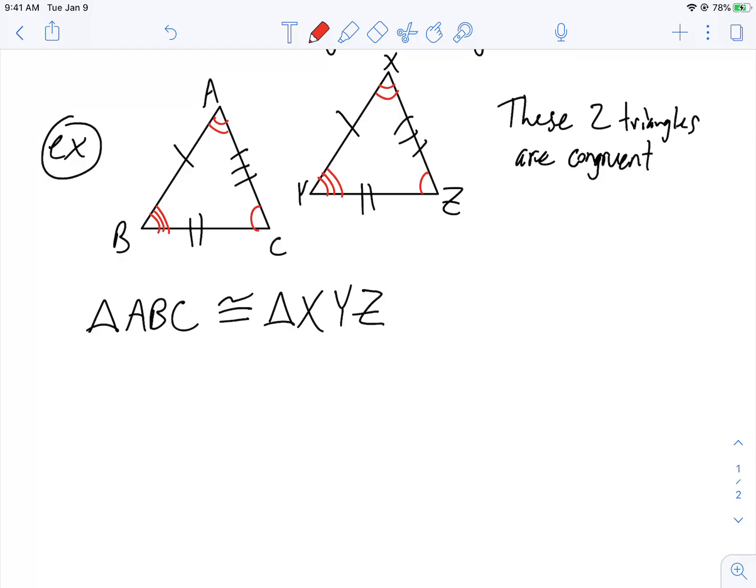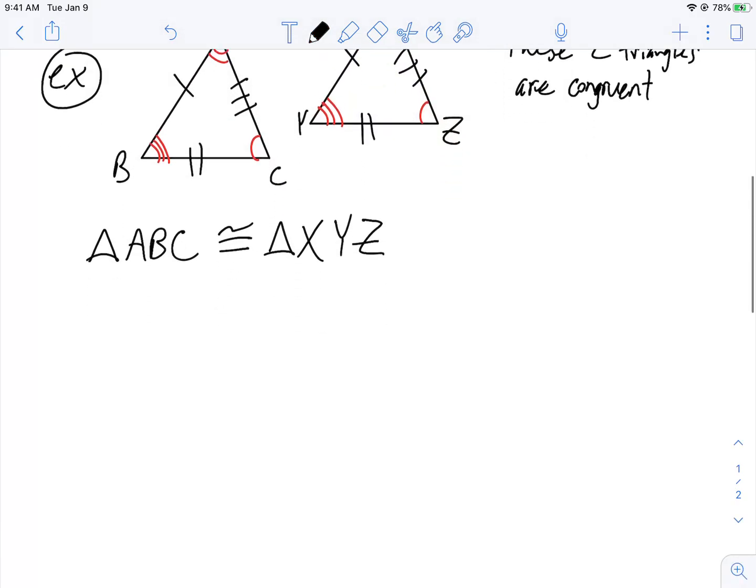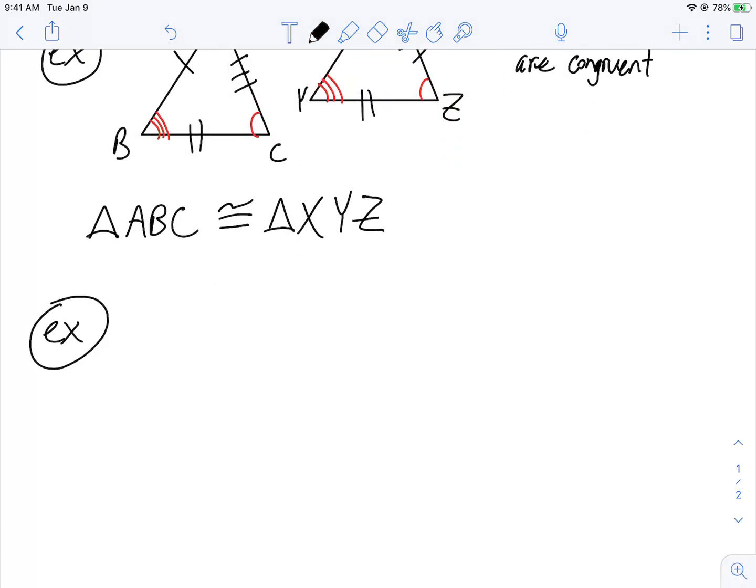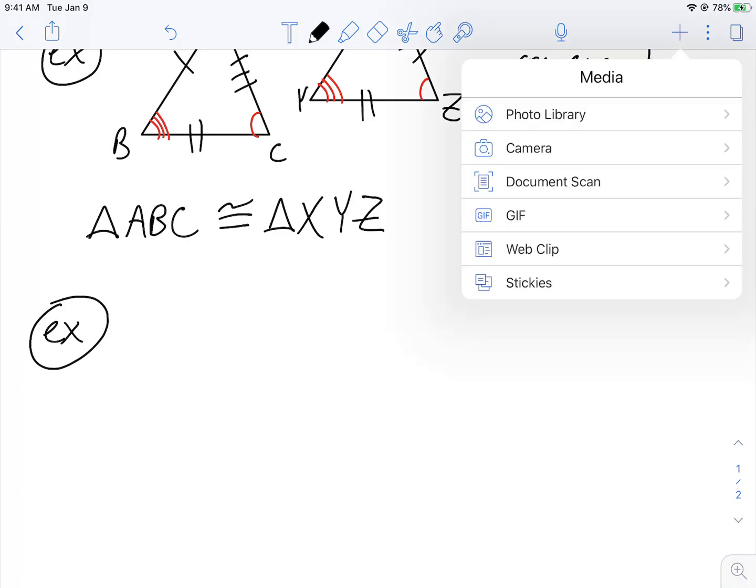Okay, let's do one more example of this. Let's not do it quite like that. Let's go with that. I'm going to switch to graph paper so I can get this more accurate.